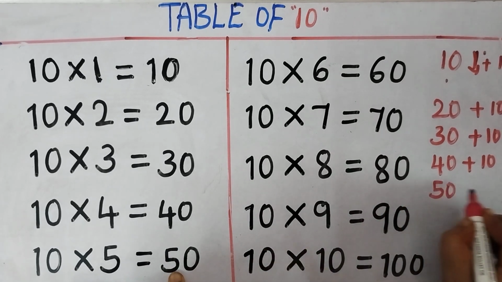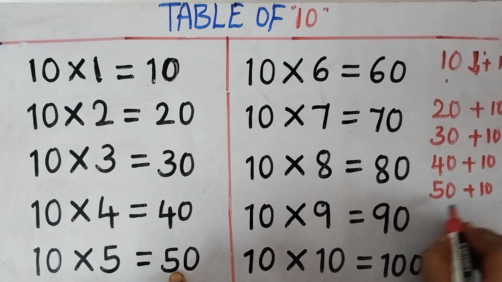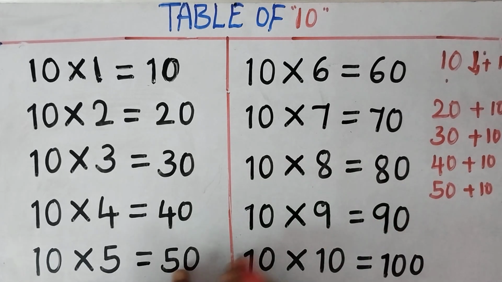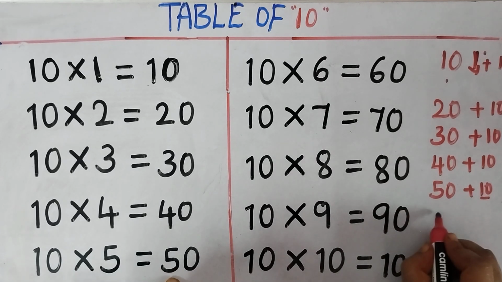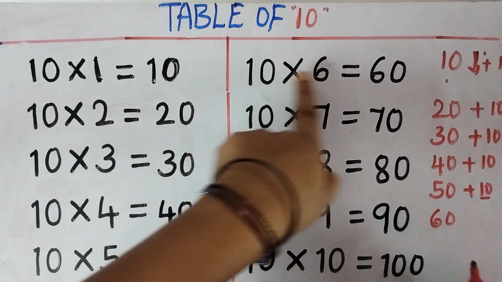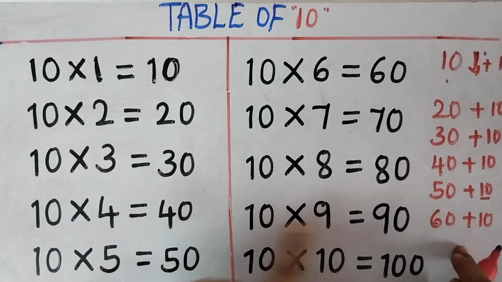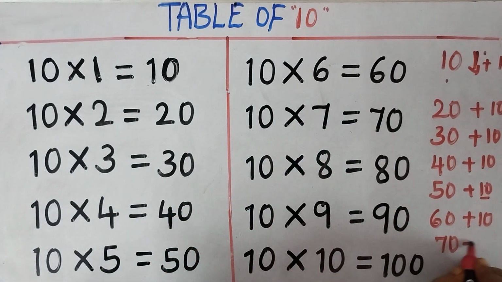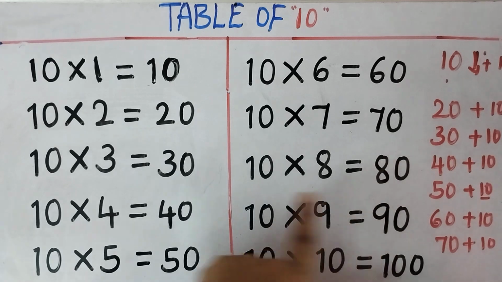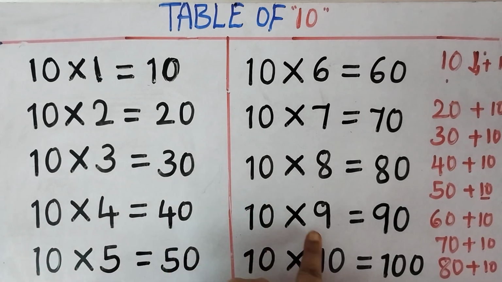So like that we add 10 more to each number. Next number: 10 fives are 50. Again we add 10 to this 50, we get 60. That means 10 sixes are 60. We add again 10 more to this 60. So 10 sevens are 70. Okay, we add 10 to this. So 10 eights are 80. Like this, plus 10, 10 nines are 90.